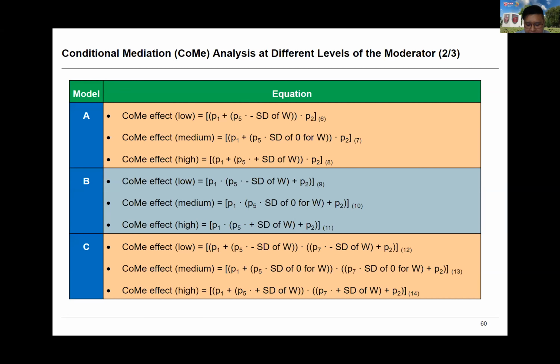However, if you simplify the algebraic formula, you can derive this equation: P1 plus bracket P5 multiplied by the standard deviation of W, bracket, multiplied by P2. The standard deviation of W can be varied as negative, zero, as well as positive. If you use this formula, you can see the conditional mediation effect varies across low, medium, and high. Simple as that. I just used one example, which is Model A. For B, C, D, E, you can read our articles. Our article provides the detail.